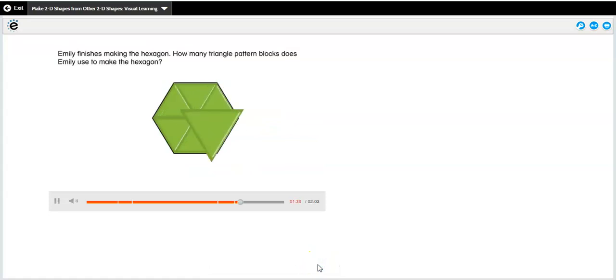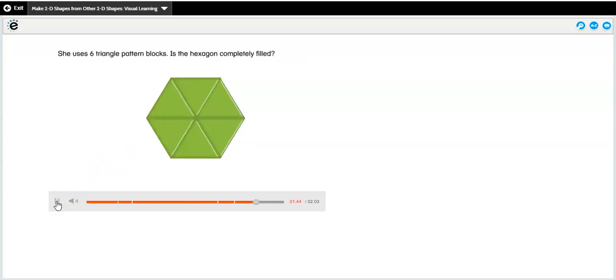Emily finishes making the hexagon. How many triangle pattern blocks does Emily use to make the hexagon? Okay, so how many triangles did she need in all? Let's count all the triangles she used. 1, 2, 3, 4, 5, 6. Emily needed 6 triangles to make the hexagon.